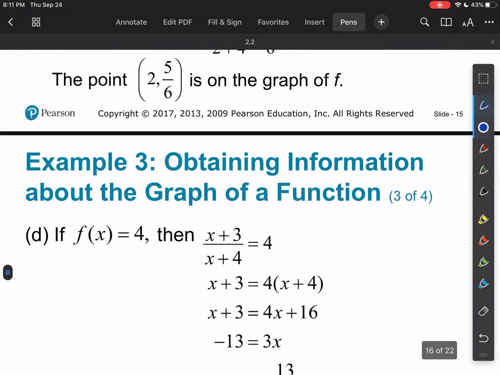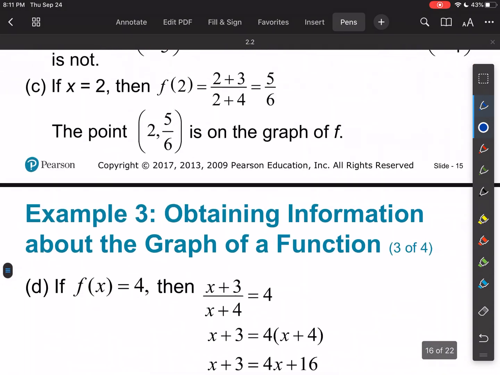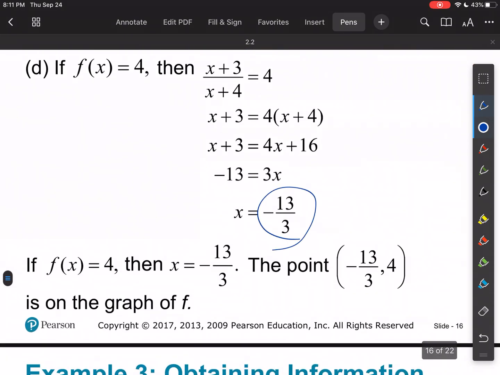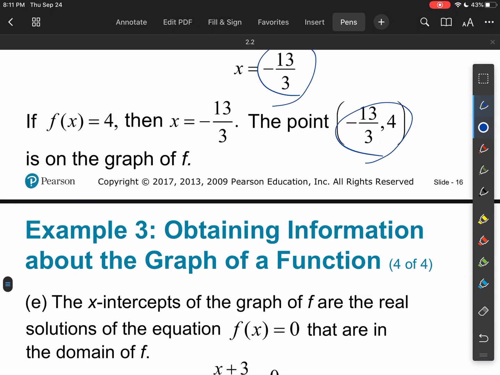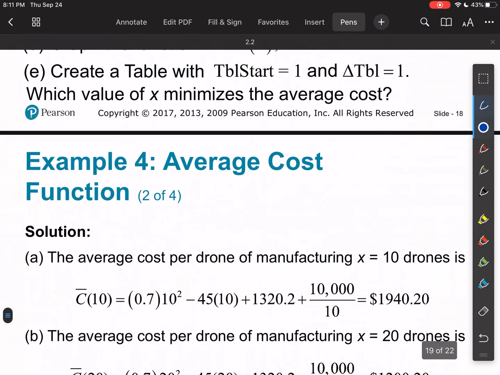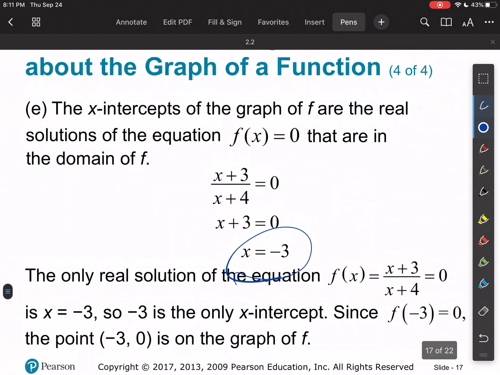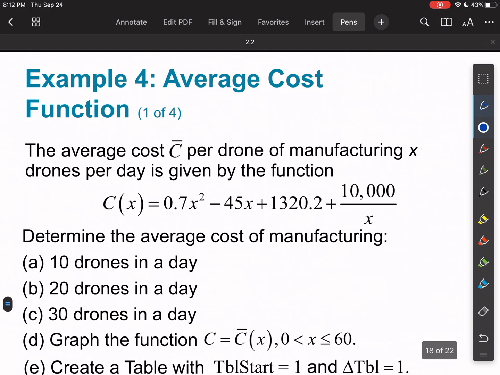All right, and then I think it goes through all these examples. We can double check our answers. Yes, we got that. Good. X equals negative 3. Okay, oh, there is one more. It's example 4. Okay, so for the last one, and then you guys are on your own for this. Example 4 talks about the average cost function.